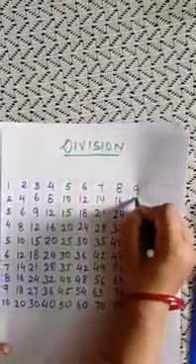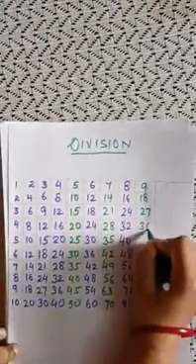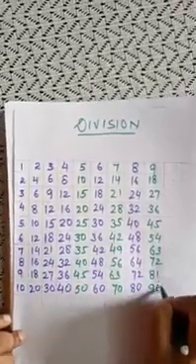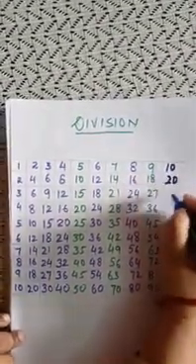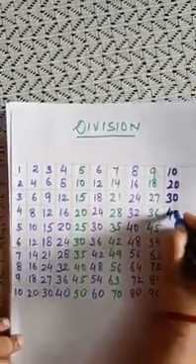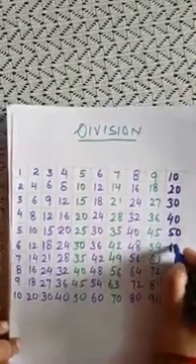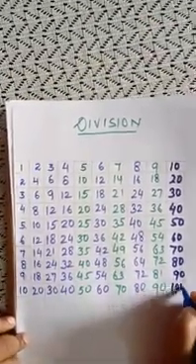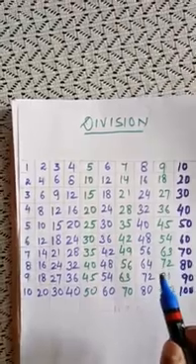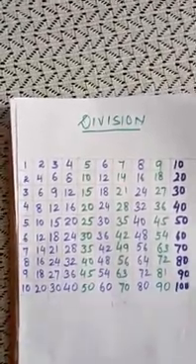Now come to table number 9: 9, 18, 27, 36, 45, 54, 63, 72, 81, 90. At last, table number 10: 10, 20, 30, 40, 50, 60, 70, 80, 90, 100. So with the help of counting or repeated addition, we can learn the multiplication table.